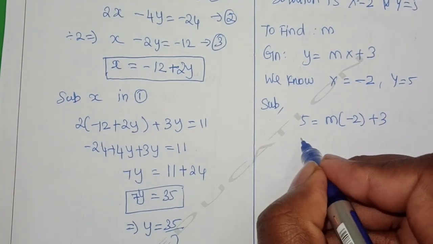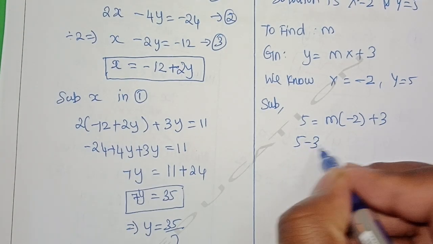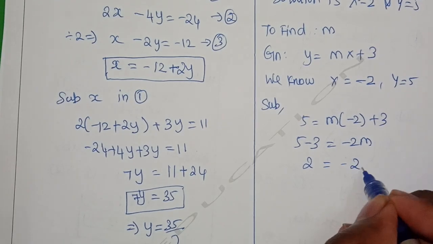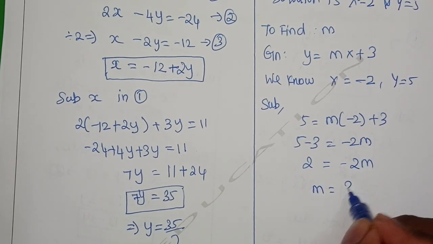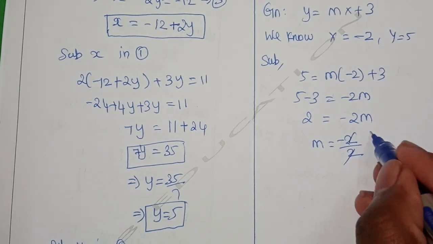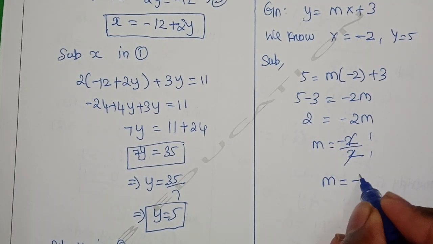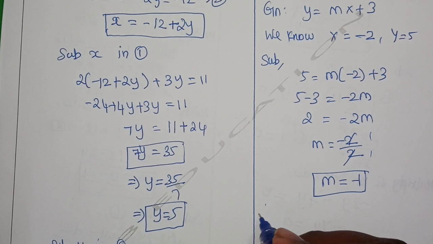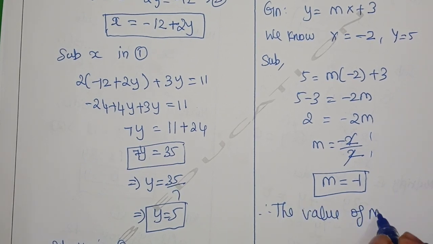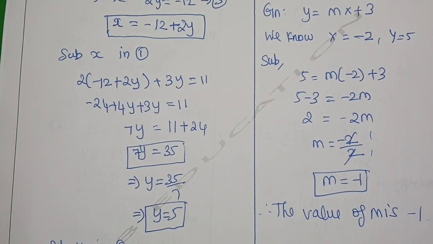Therefore, plus 3 coming this side, minus 3: 5 minus 3 is 2, equal to minus 2m. Therefore, 2 is equal to minus 2m, m is equal to minus 2 by 2. Okay, cancelling, m is equal to minus 1. Therefore, the value of m is minus 1.